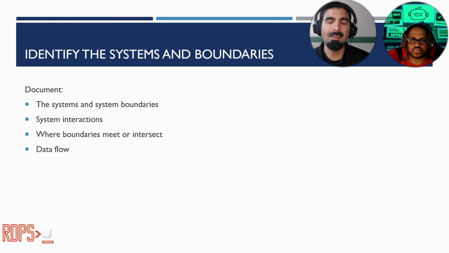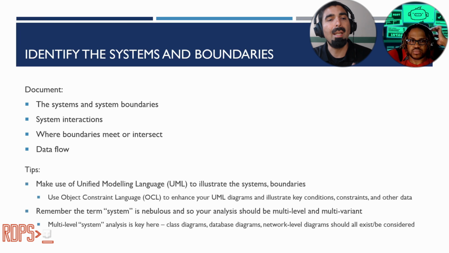So the first thing, like we said, is you have to identify the system and boundaries. Document actual system boundaries. Document system interactions and where those boundaries and the interactions intersect, so that I understand how data is flowing throughout the system. All of this kind of stuff needs to be documented. And one of the best ways to do this in most cases is to use Unified Modeling Language or UML.